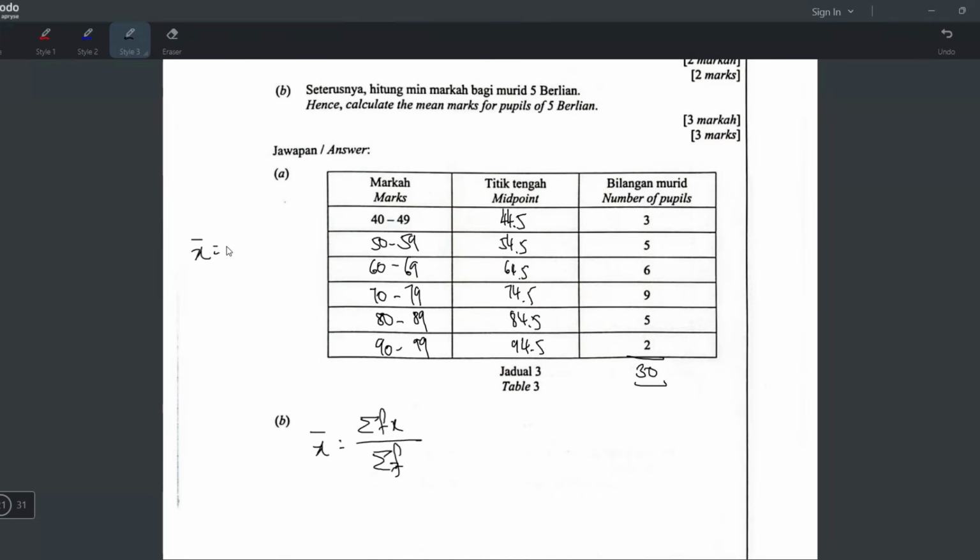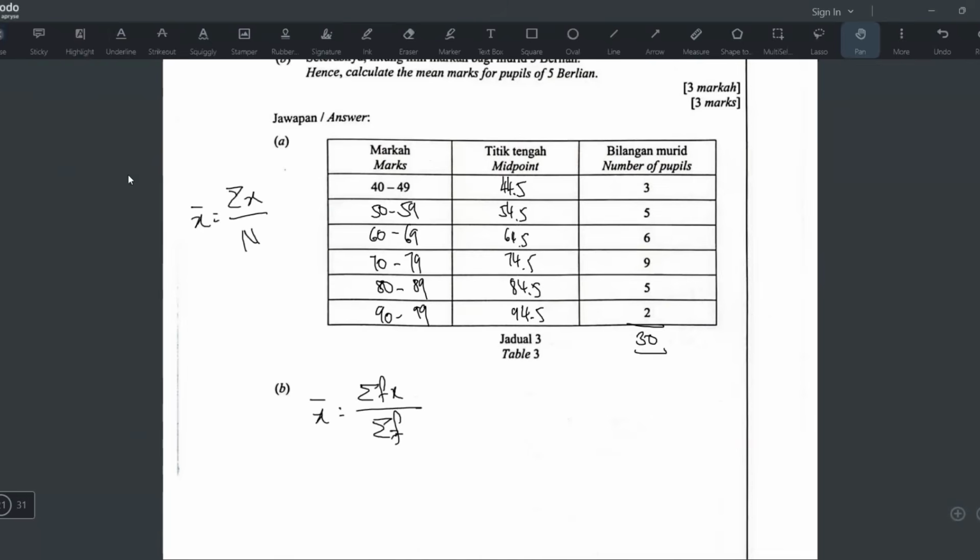But if your data doesn't have frequency, you will just do it like this. But this is a group data and it has frequency, so we'll be doing it like this. So which one is our x and which one is our f? This is our f, right? But what is our x? This one, the marks, right?